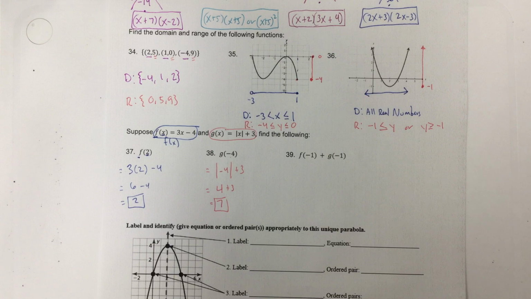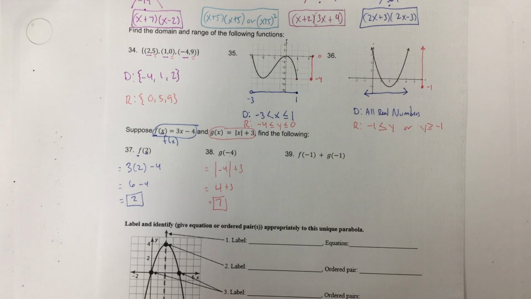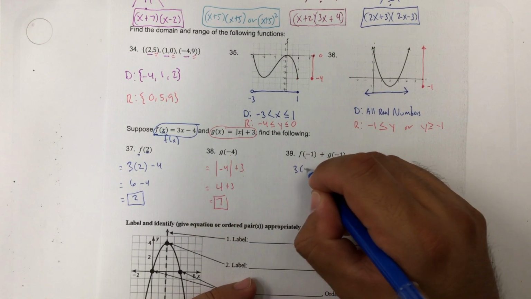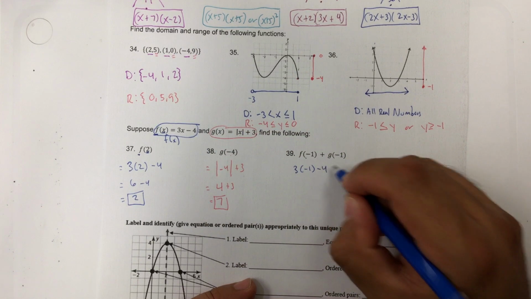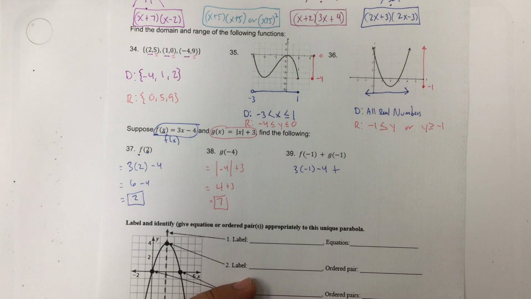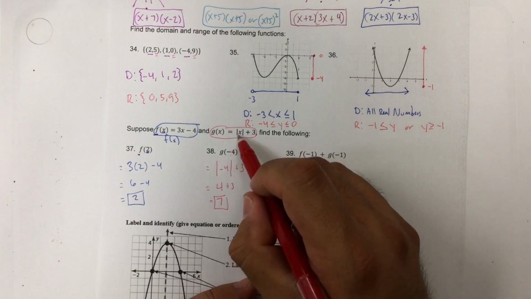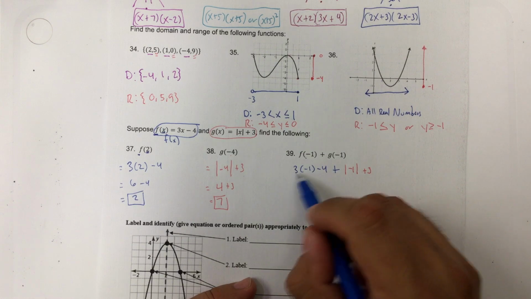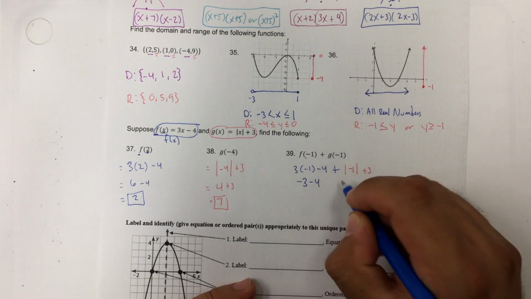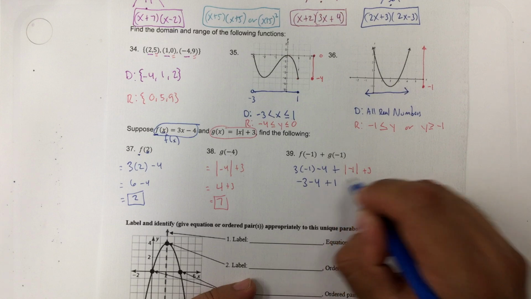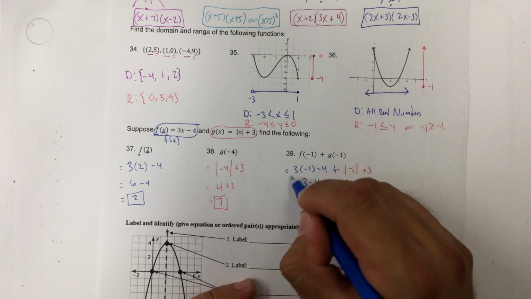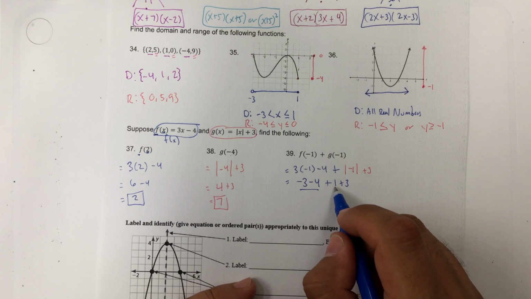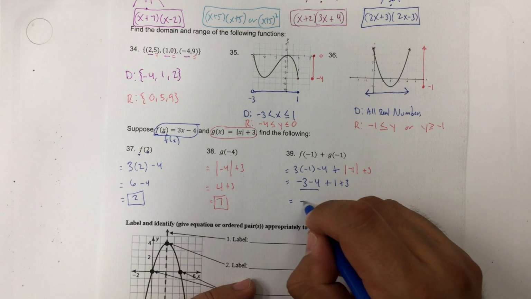And now for this last one here, you're just doing pretty much like a double substitution. So f of negative 1, so 3 times negative 1 minus 4, plus g of negative 1, so g is absolute value of negative 1 plus 3. And then from here, 3 times negative 1 is negative 3 minus 4. Absolute value of negative 1 is 1 plus 3. And then from here, negative 3 minus 4 is negative 7. Negative 7 plus 1 is negative 6. Negative 6 plus 3 is negative 3.